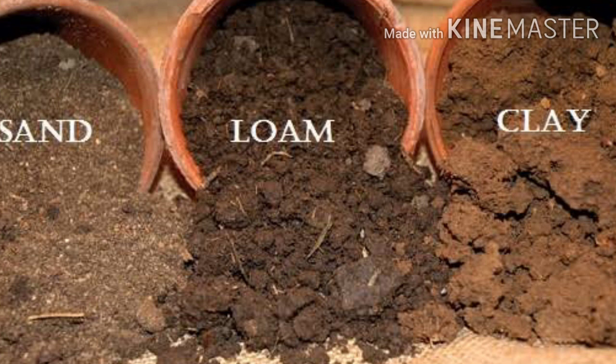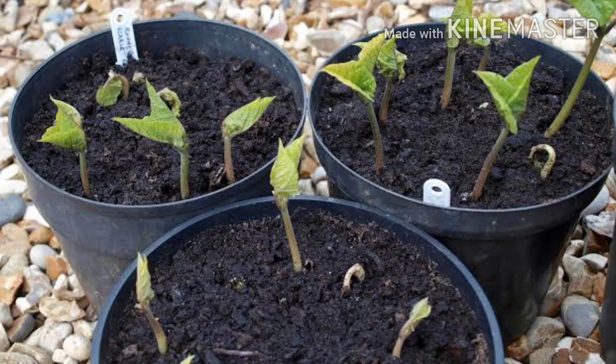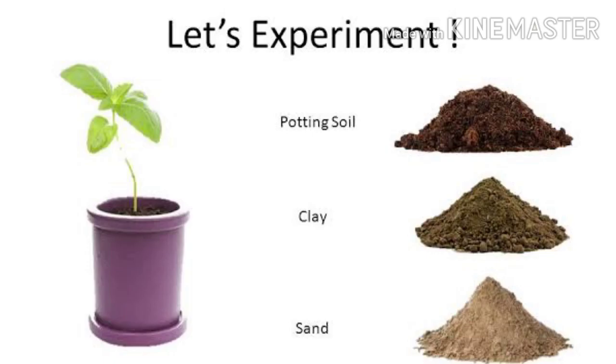He put all the identical seeds in three different kinds of soils: sandy soil, clay soil and potting soil. Each of the flower pots will get the same amount of water and light, so that only he controls the variables of water and light. Next, he wanted to conduct an experiment.